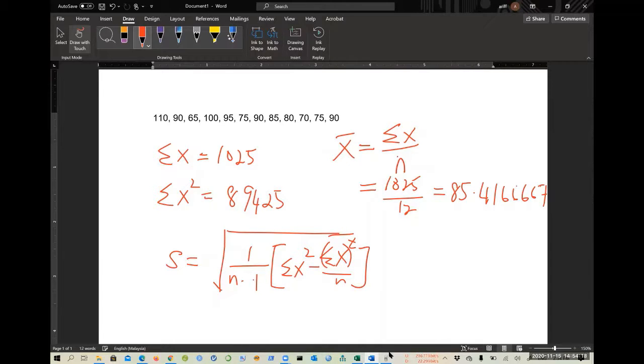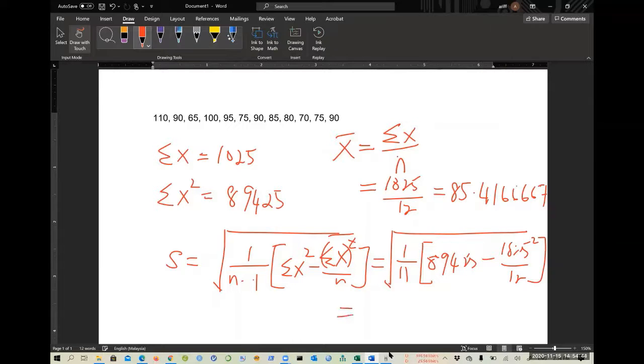Okay, so what you need to do is just simply substitute the value. So you have square root of 1 over 11 times 89425 minus 1025 squared divided by 12. Okay, and then find the answer from your calculator.